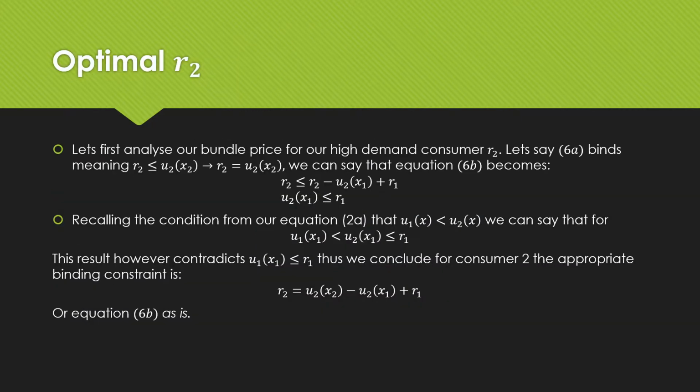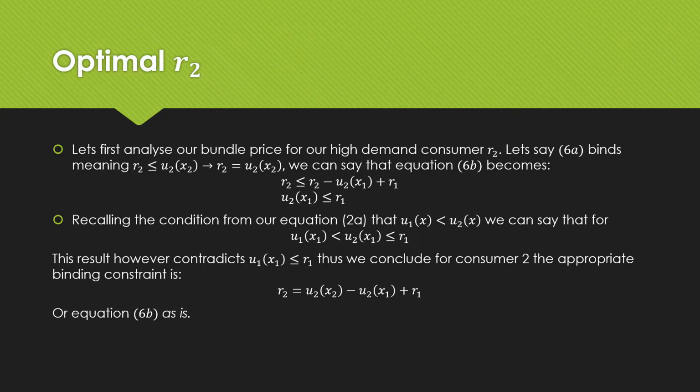Let's first analyze our bundle price for our high demand consumer, and that price is R2. Let's say that 6A binds. That's our self-selection constraint. So this just means that we take this inequality and we make it a strict equality. And we can say that 6B becomes R2 is less than or equal to R2 minus U2 x1 plus R1. So this is our high demand consumer consuming the low demand good.